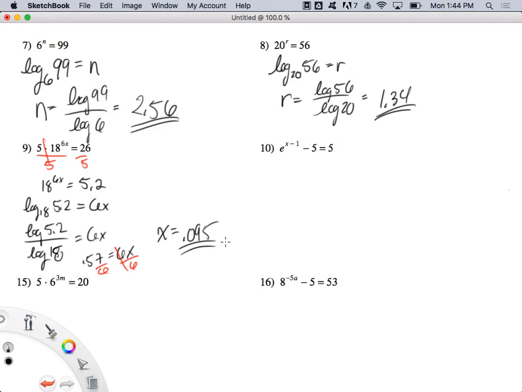0.57. I got that by doing log of 5.2 divided by log of 18. So you solve them. Got it? You're good? Good job.